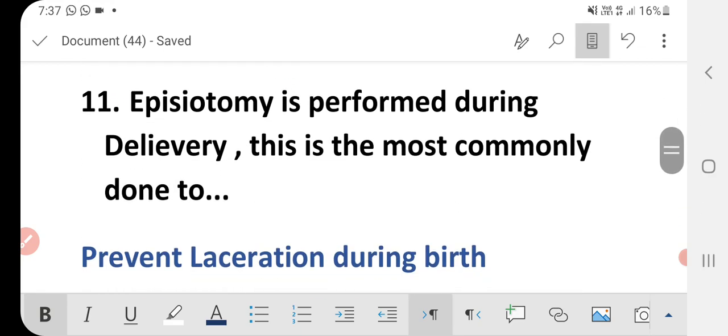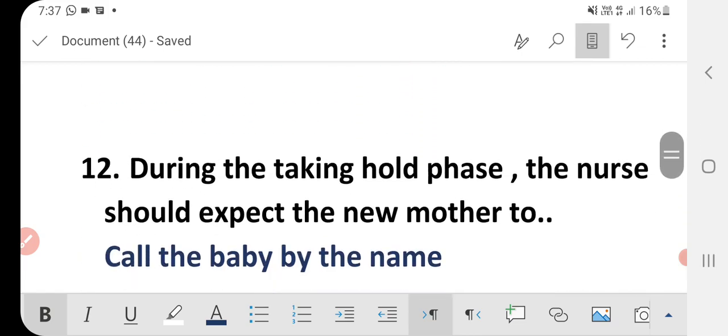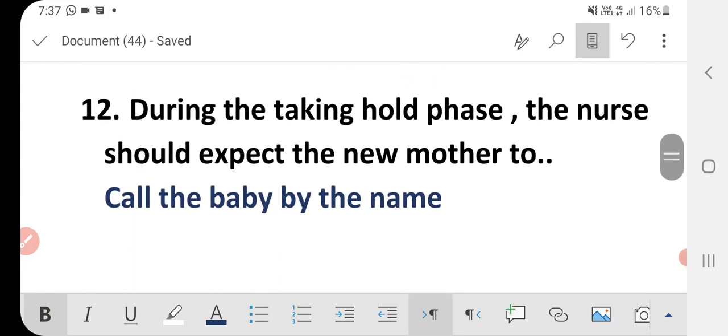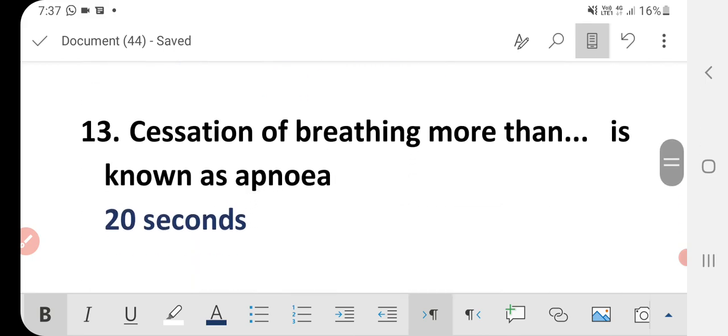11th, episiotomy is performed during delivery. This is most commonly done to prevent laceration during birth. 12th, during the taking-hold phase, the nurse should expect the new mother to call the baby by name.